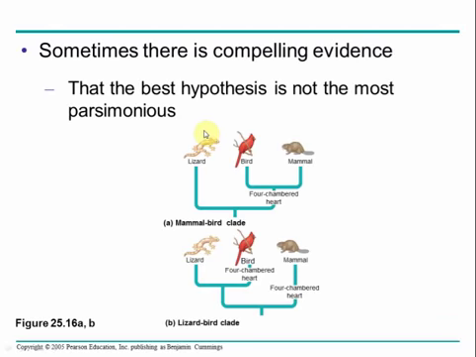Now, of course, the most parsimonious is not always the best hypothesis. Here you compare the mammal-bird clade, where mammals and birds share a more recent common ancestor due to both having a 4-chambered heart, whereas lizards do not. Both birds and mammals have a 4-chambered heart. Versus here, the lizard-bird clade, where you have lizards and birds being more similar than birds and mammals, even though they both share a 4-chambered heart. There are other characteristics that make them more likely to be similar.